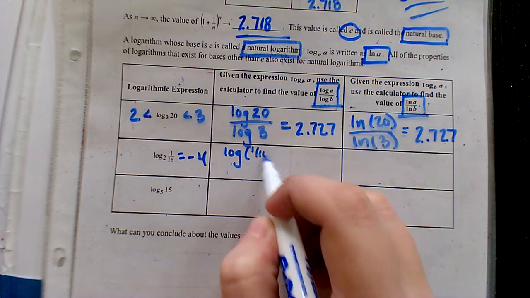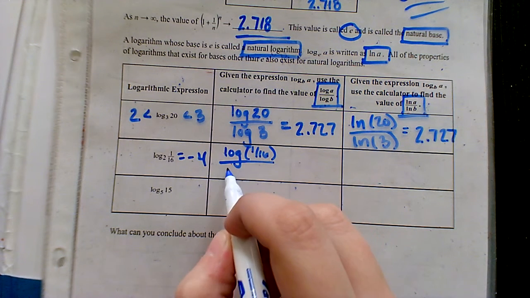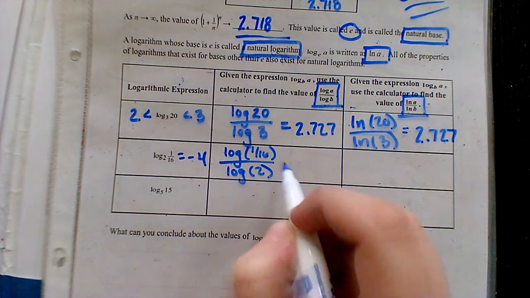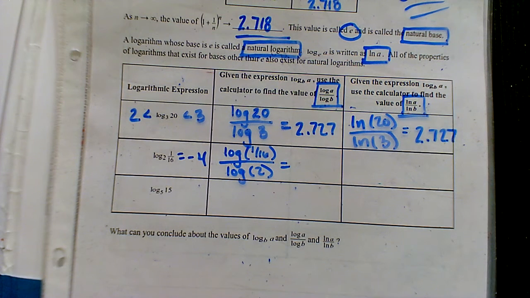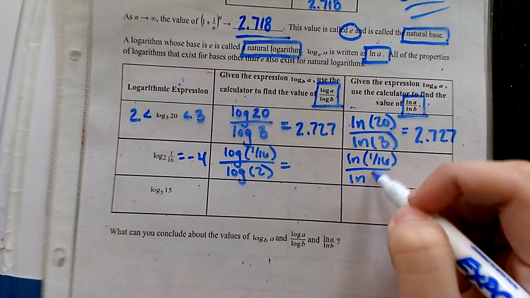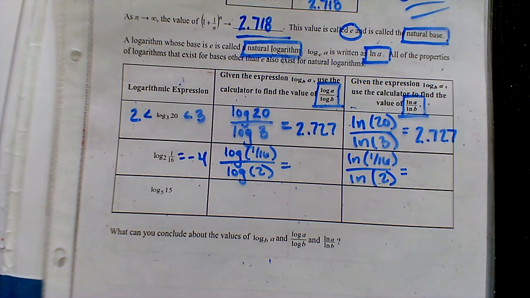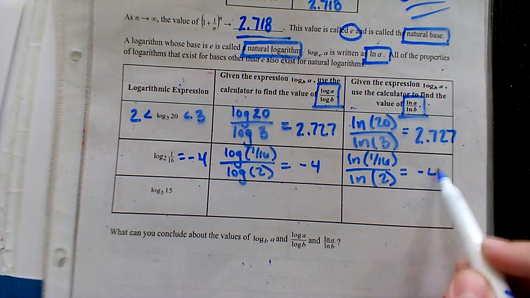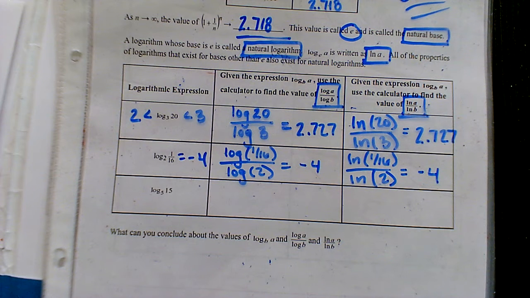So we do log of 1/16 over log of 2, or you could type in natural log of 1/16 over natural log of 2. Do you get -4 in either case when you check your calculator? All right, let's try the last one.